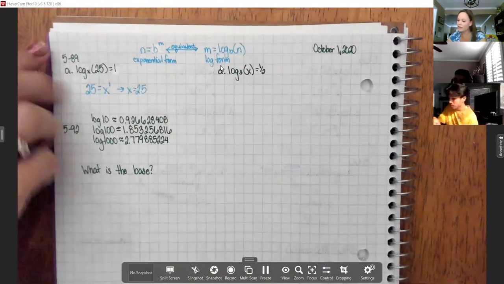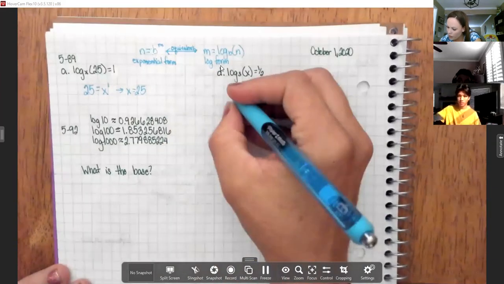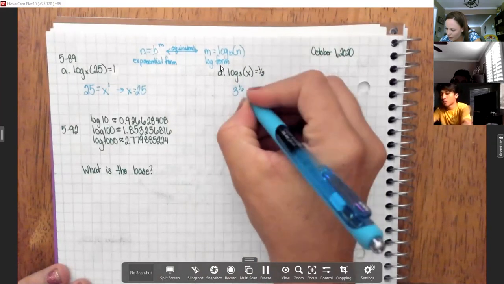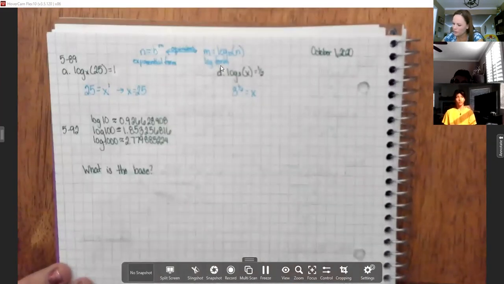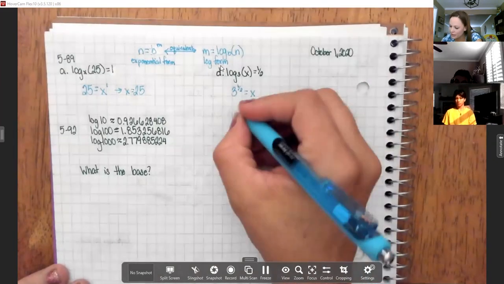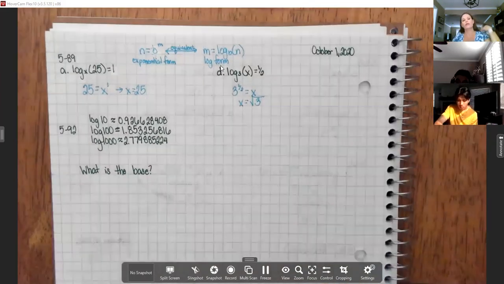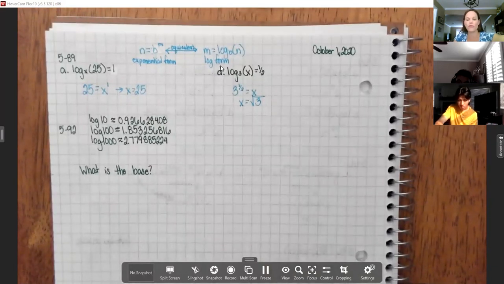And then here, same idea, this is log form, so if I rewrite it in exponential form, 3 to the 1/2 power equals x. The 1/2 power is the same as the square root, so that's just the square root of 3. I don't remember the directions. You can leave it like that, or you can make it a decimal, whatever works better for your preference.